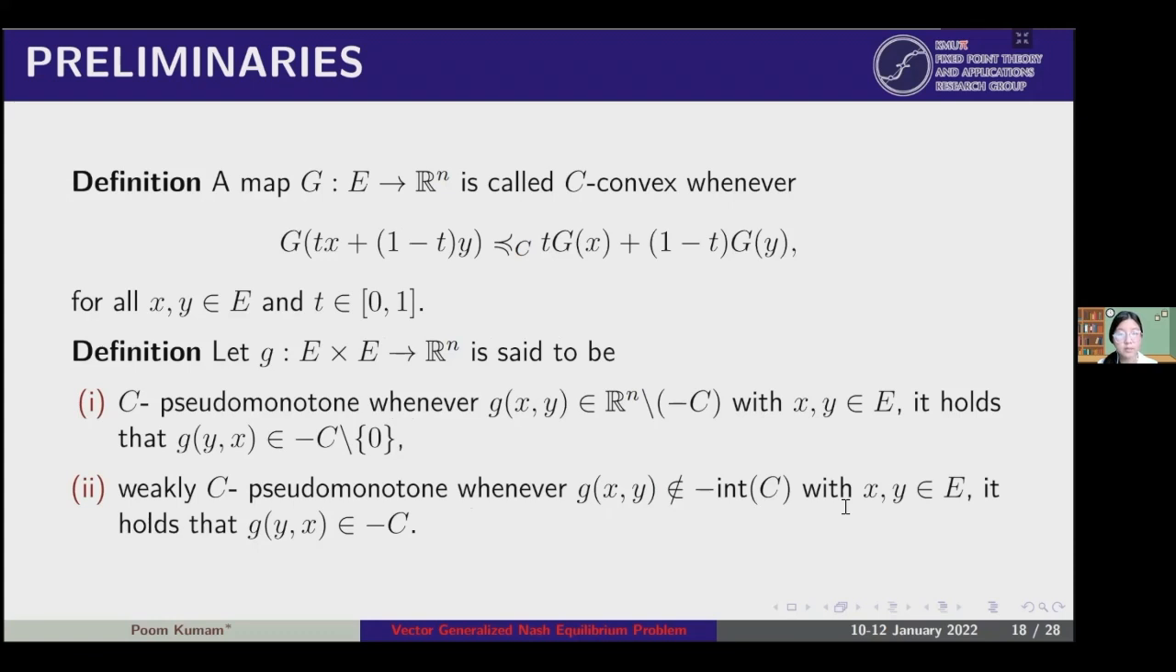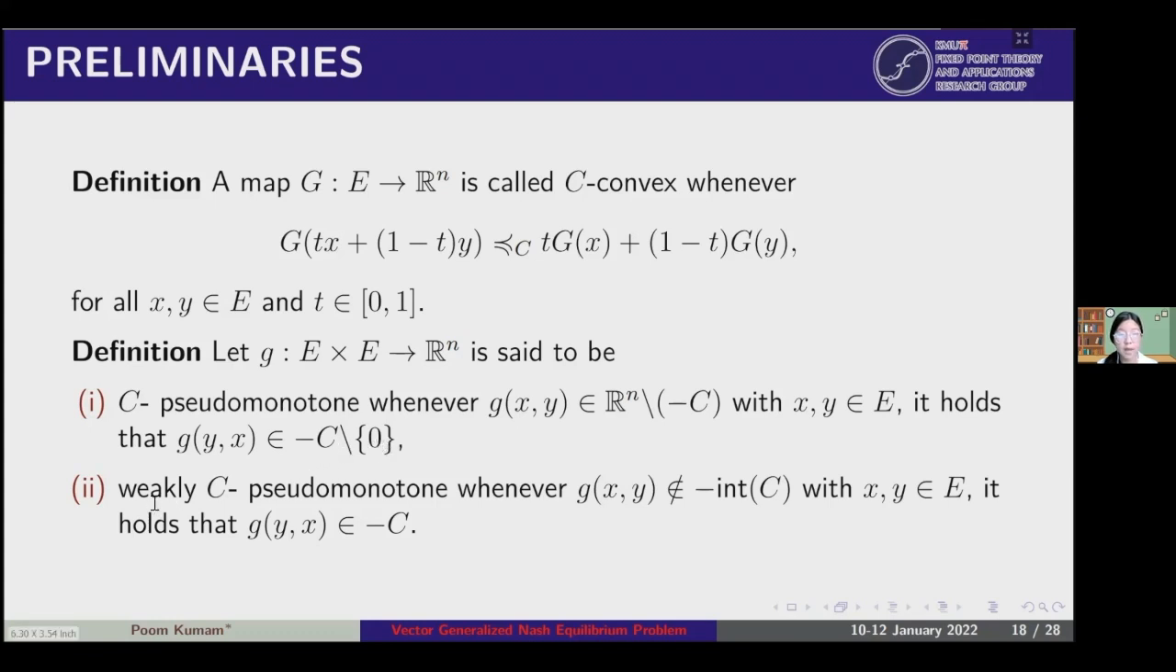Next definition is C-convex. It is a mapping that is convex with respect to cone C in the sense of using cone C. That is the definition of C-convex. Next definition is for a vector-valued G, we say that it is C-pseudo-monotone whenever, if G of x, y belongs to this set, then it holds that G of y, x belongs to minus C minus the set of 0.